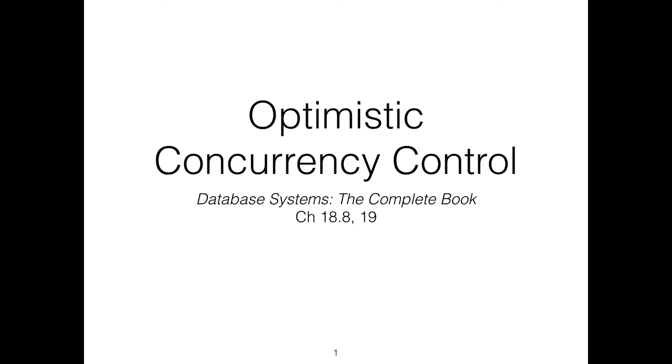Last couple of lectures, we've been talking about how to take different operations and make sure that they modify the database in a consistent way. We talked about what it means for a sequence of operations to be correct, and then we talked about one particular way of ensuring that these operations would behave correctly, specifically locking. Today we're going to take a different approach to the same problem.